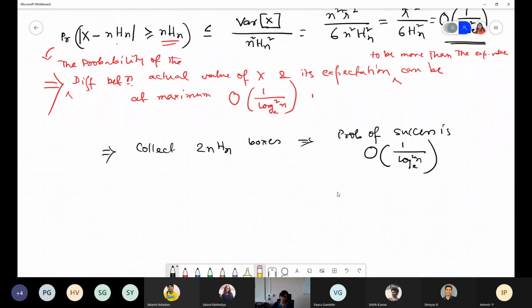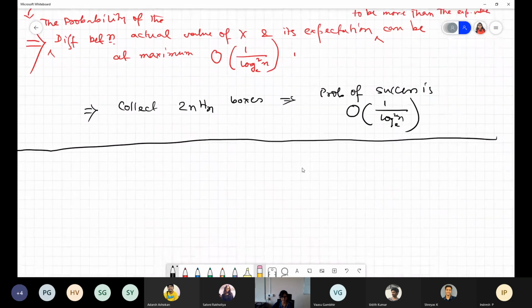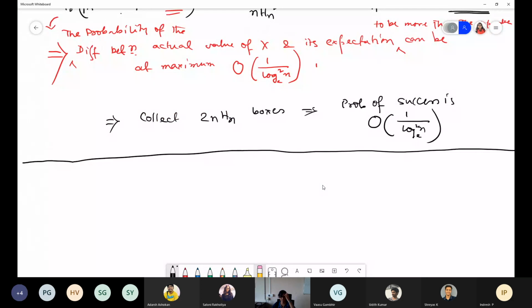Now, if you want to be more strict, if even this probability is not sufficient for you, in that case you have to go for the classic application of probability. Here what I have written, are you agreeing with this? That I am saying that you collect 2 n Hn boxes. In that case, your probability of success will be order of 1 by log of n whole square.